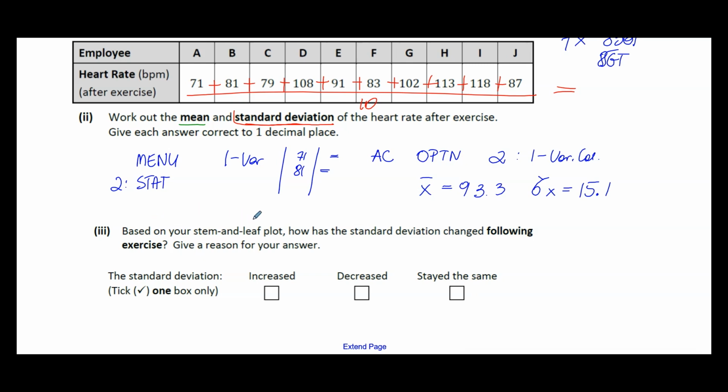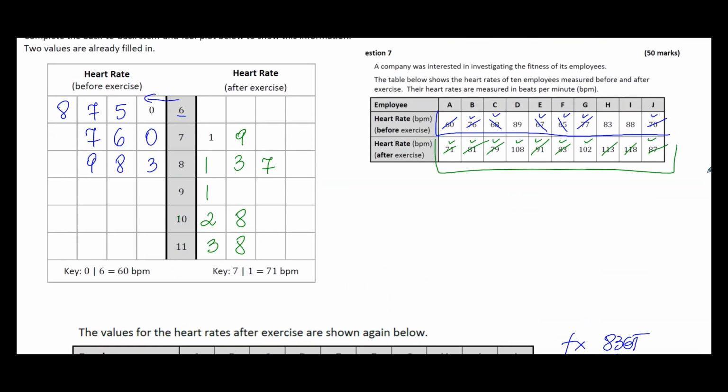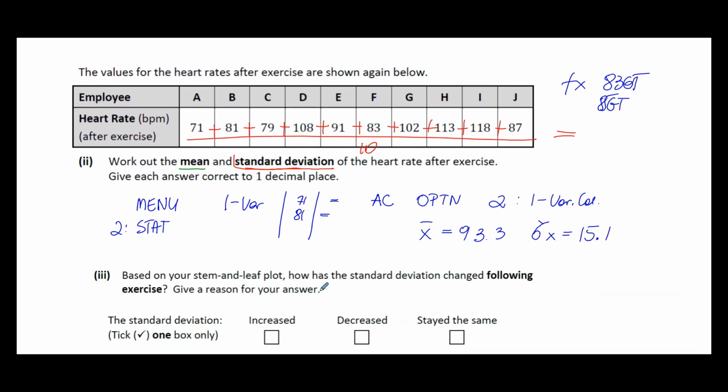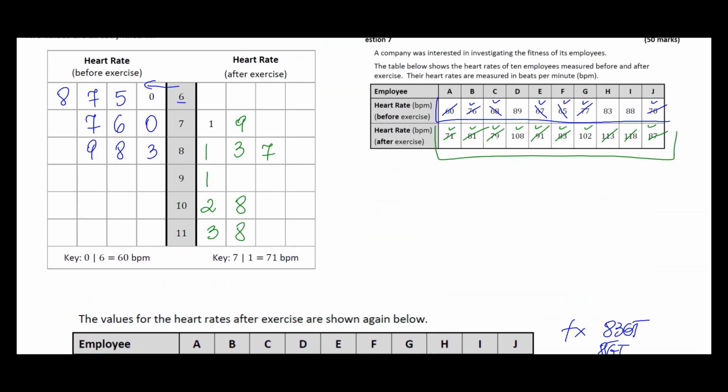Based on the stem and leaf plot, so we are looking at the plot. Based on that, how has the standard deviation changed? Now we know we've done the calculation, the standard deviation is 15.1 after exercise, because that's the one. How has it changed following exercise? What can I say about the change? Because standard deviation means we are deviating, meaning going away from standard, and standard is the mean, the average.